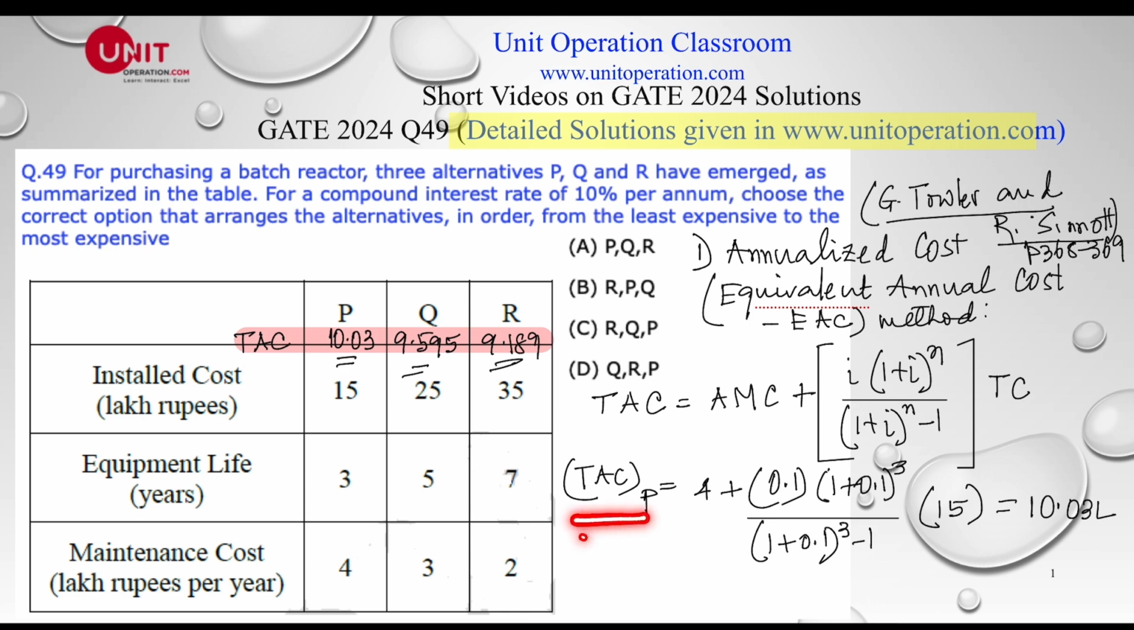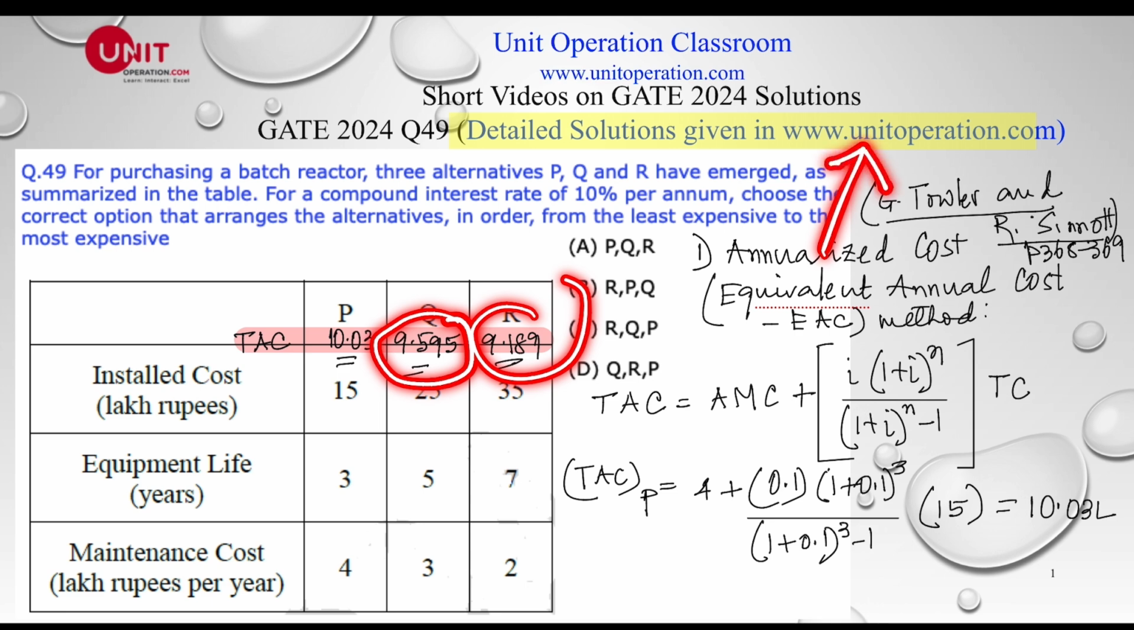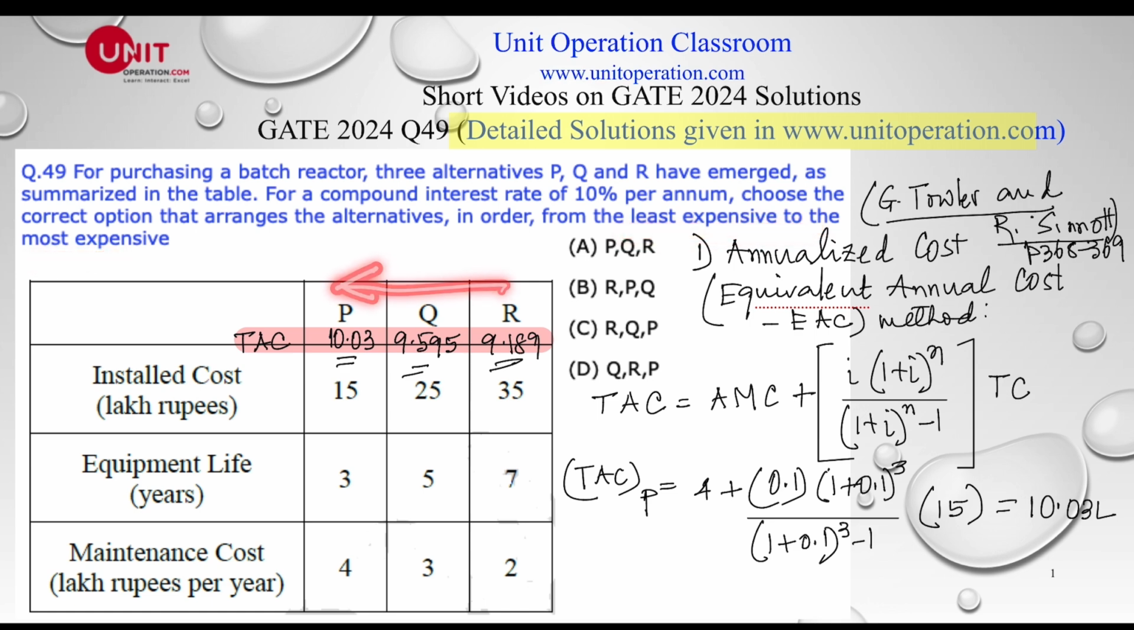So I'm showing the calculation for one particular one. Let's say for project P. Here, this is 4, this is the AMC, this is 4 here, and this, of course, is the value of I, and this TC is equal to installed cost. That's the total cost here. Okay, and if we do the calculation, it becomes 10.03 lakhs. So I've given here 10.03 lakhs. The other calculations are, of course, shown in the website. So as you can see, if you go from the least expensive to the most expensive, it would be R, Q, P. So C is the correct option.